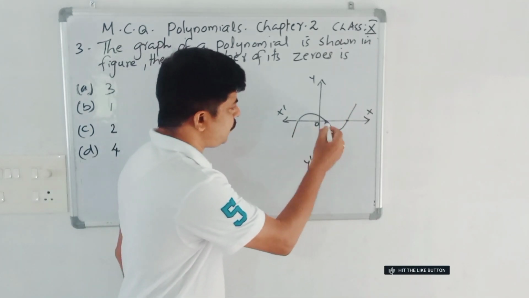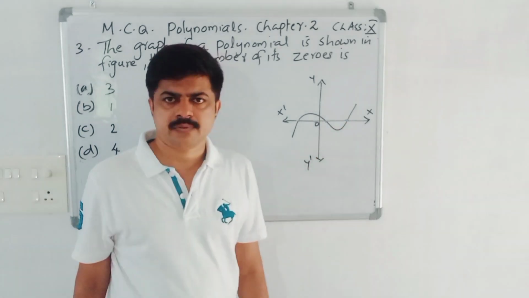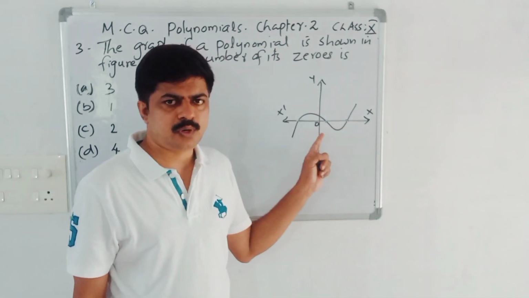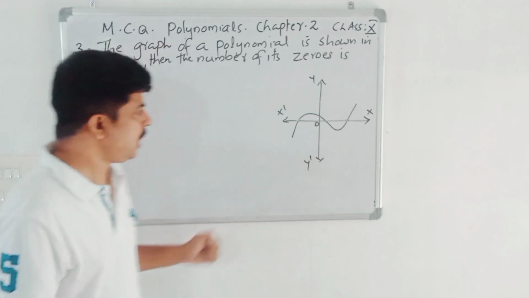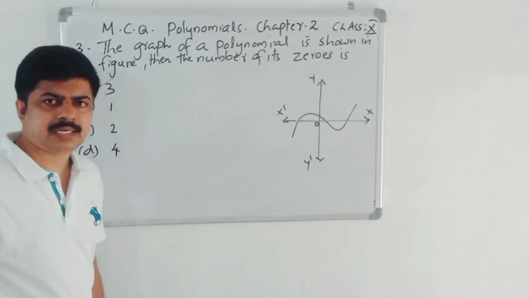There are 3 points of intersection. Therefore, we have 3 zeros. The number of zeros of this polynomial is 3. Therefore, our correct answer is option A.